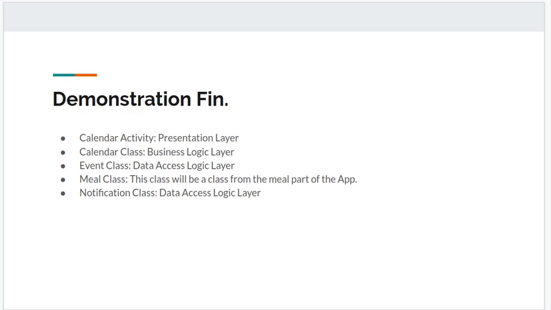To finish up the demonstration, just going over it: the calendar activity would be the presentation layer. The calendar class would be the business logic. The event class and the notification class would be your data access logic layer, because they're responsible for saving and retrieving the information that is needed, most likely by the calendar class. The meal class is something that we don't need to go into in this portion of the application, because it's part of another part of the application. We're just reusing the code.